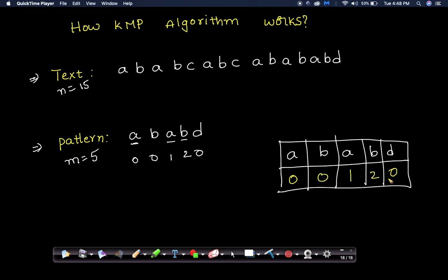Here, these are nothing but indices 1 and 2. That means we have seen that AB appeared again. To remember this, we have constructed the table here. We call this table the pi table. Now let's see how the KMP algorithm works.